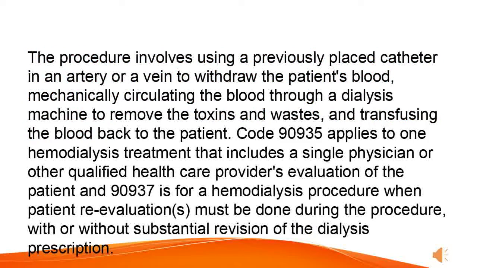The procedure involves using a previously placed catheter in an artery or a vein to withdraw the patient's blood, mechanically circulating the blood through a dialysis machine to remove the toxins and wastes, and transfusing the blood back to the patient. Code 90935 applies to one hemodialysis treatment that includes a single physician or other qualified healthcare provider's evaluation of the patient, and 90937 is for a hemodialysis procedure when patient re-evaluation must be done during the procedure, with or without substantial revision of the dialysis prescription.